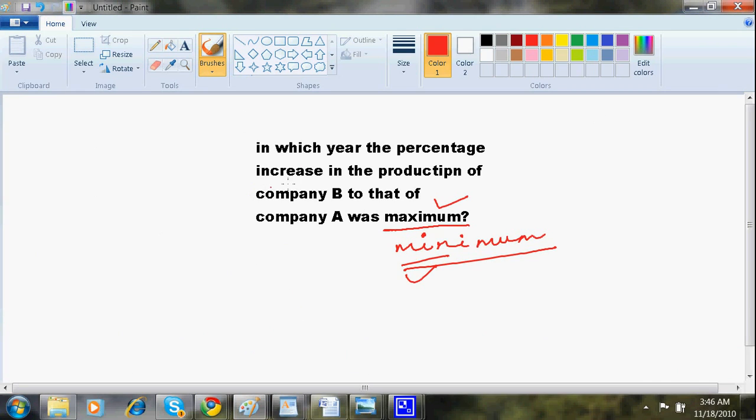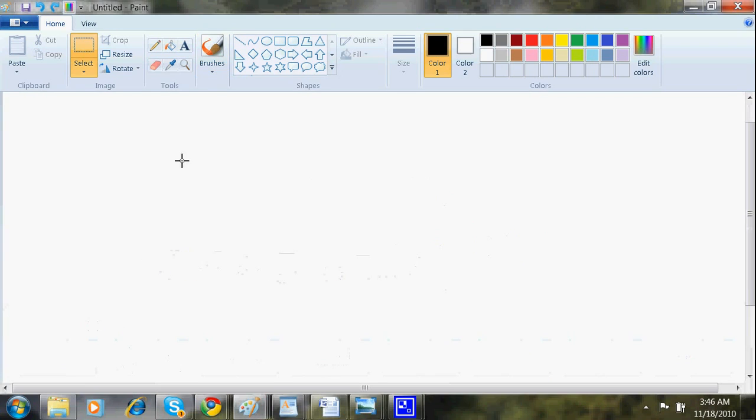The question will be, in which year the percentage increase in the production of company B to that of company A was maximum? This was the last question. Now here I've just changed it to the minimum. So I'm revisiting this question again, to show how to do it.